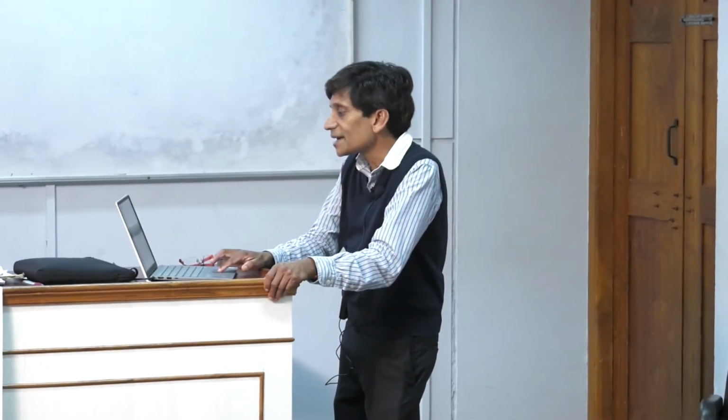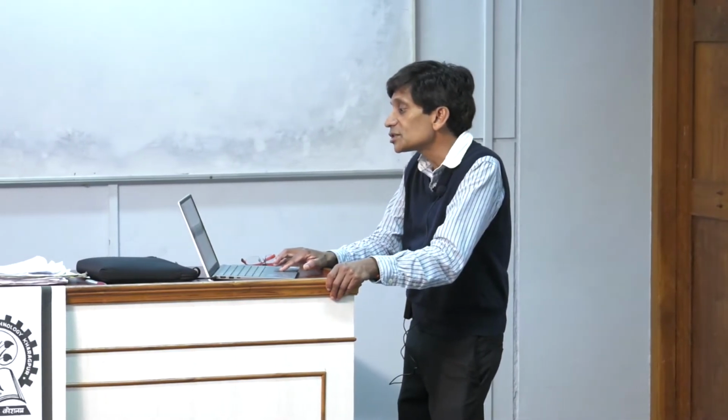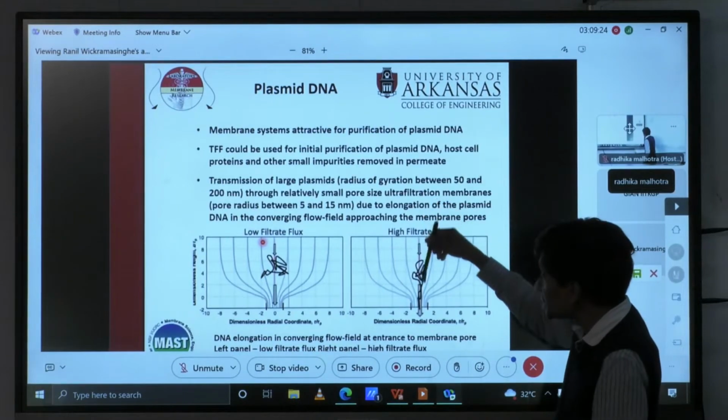Transmission of large plasmids, radius of gyration between 50 and 200 nanometers, through relatively small pore ultrafiltration membranes, pore size 5 to 15 nanometers, due to elongation of the plasmid DNA in a converging flow field approaching the membrane surface. So what this is trying to show you is that you can make use of the flexibility of these different species, right? But you have to have this converging flow field where you can see this starts to elongate.